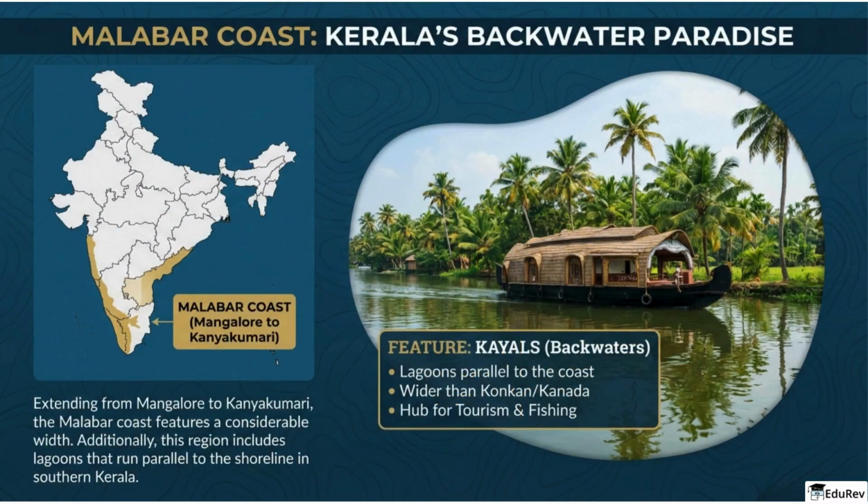Now further south into Kerala. Malabar coast, Mangalore to Kanyakumari. This coast is relatively wider than Konkan and Kanara. The defining feature? Backwaters or kayals. A backwater is a lagoon-like water body separated from the sea by sandbars but connected through narrow channels. These lagoons run parallel to the coastline. They support tourism, fishing, and inland water transport. When you hear kayals, think Kerala.